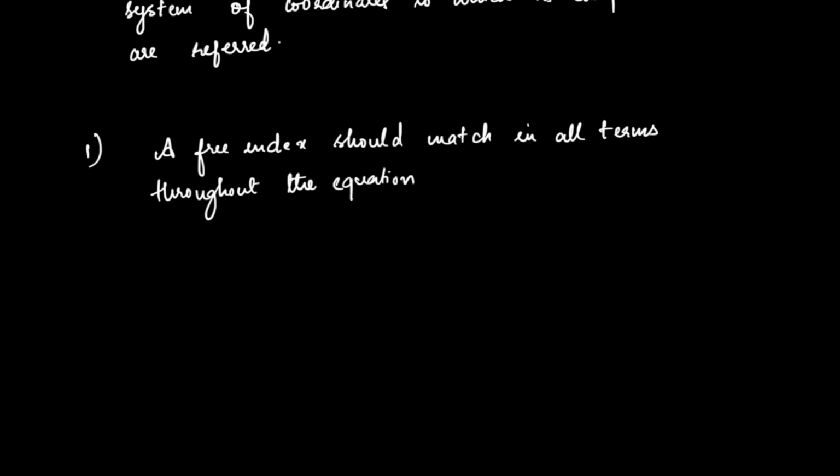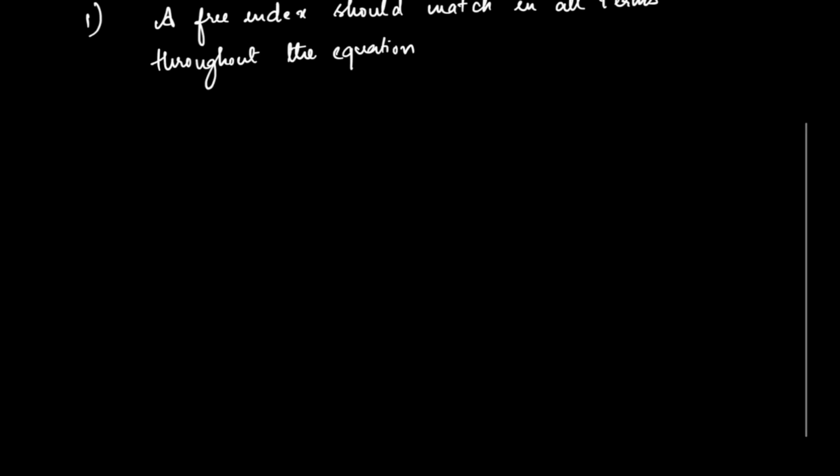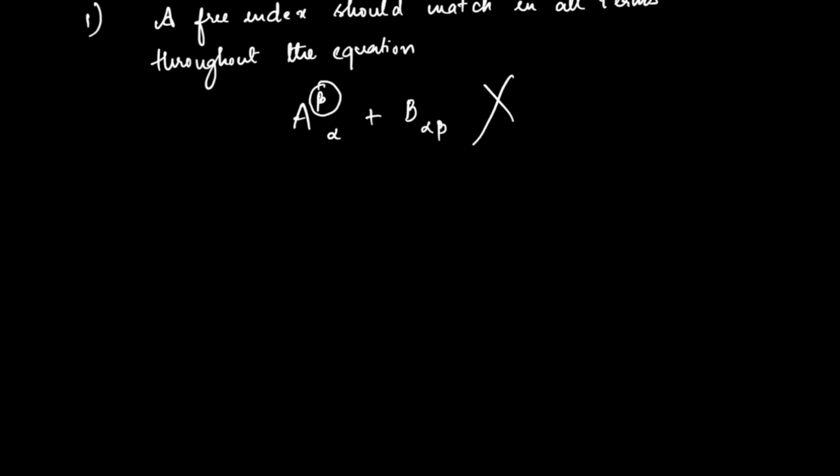So this means that if a free index occurs as a contravariant index in one term, it should occur as a contravariant index in each term of the equation. Okay, I'll give one example. For example, A beta alpha plus B alpha beta. Okay, this is wrong. This is not possible. Why? Because here this beta is a contravariant index, right? Beta is contravariant.